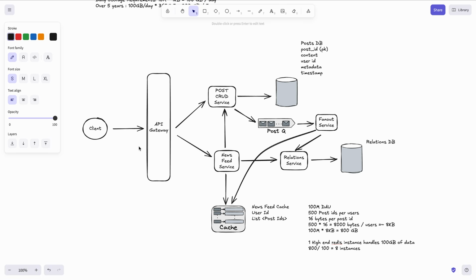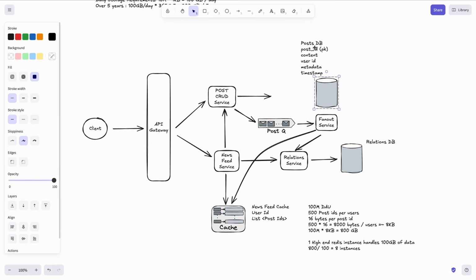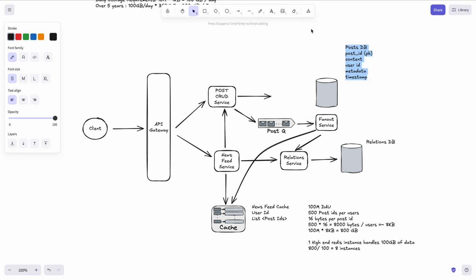Now let's say the newsfeed service gets the list of post IDs. It's just a bunch of numbers. It still needs to fetch the actual post content from the post DB, that is the text content, user's name, and so on. If we hit our post database for every single one of these posts, it will create a bottleneck. So to handle this, we can introduce a cache in between the post service and the post DB.